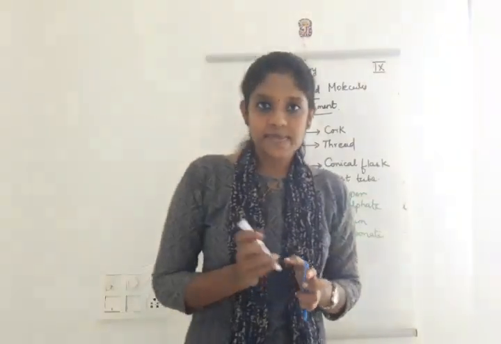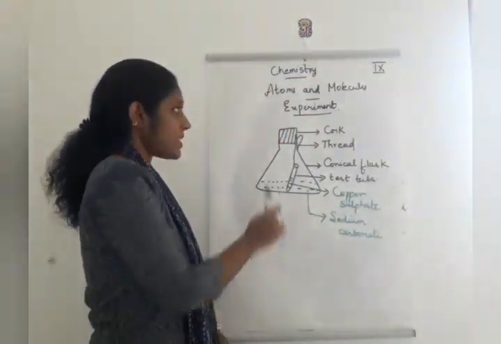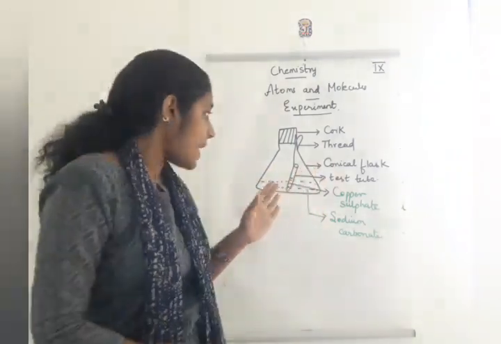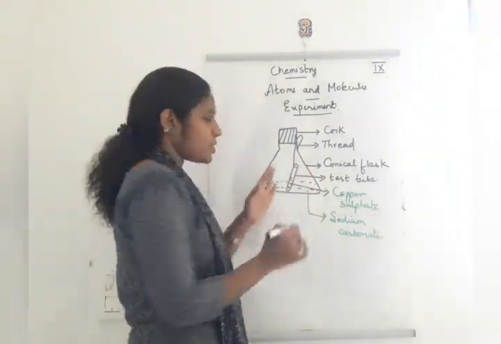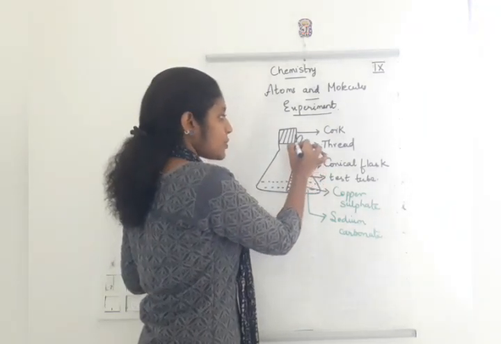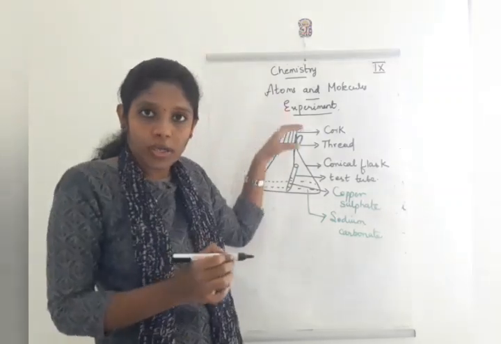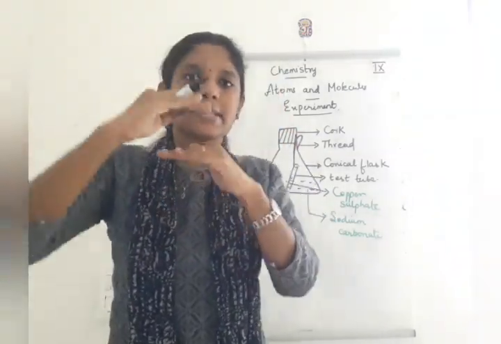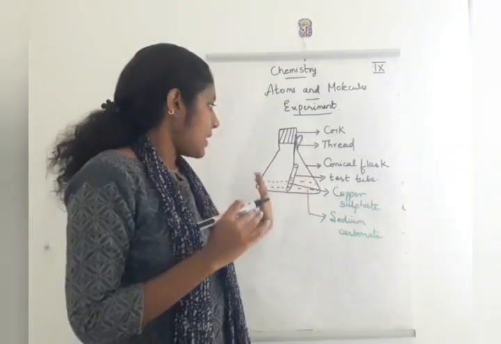Okay, so this is the experiment. Here in this experiment there is a conical flask, and in that conical flask you are keeping a test tube and tying it with a thread. So you are tying the test tube with a thread and placing a cork, tightly closing it. So this is the experiment setup.